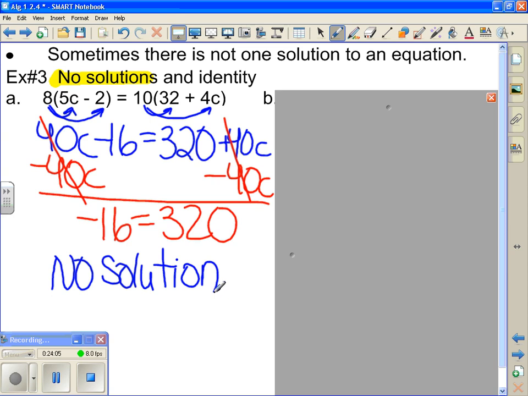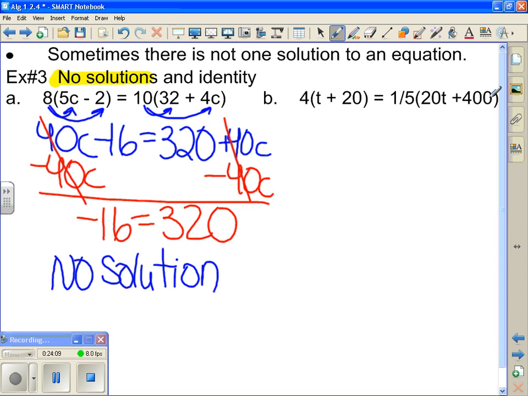All right, so now let's look at B. We're going to do B together again. Go ahead and write it down. And this thing right here, that is 1 over 5. I don't like the way it came out typed up, but that is 1/5.